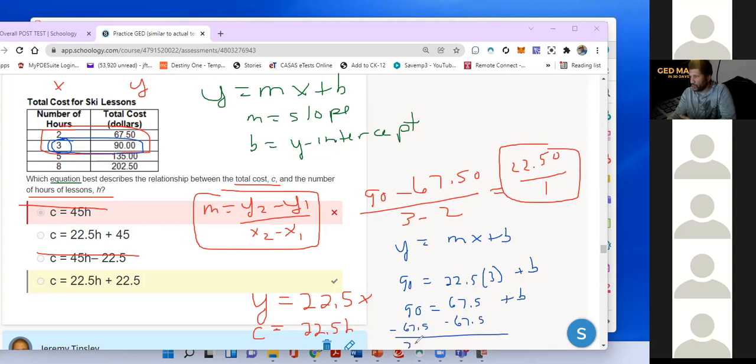And I get 22.5 is equal to b. So my y-intercept is 22.5. My slope is 22.5. My answer is that.